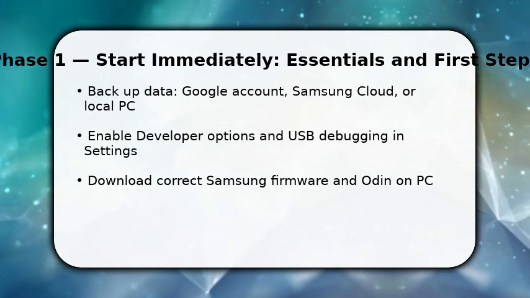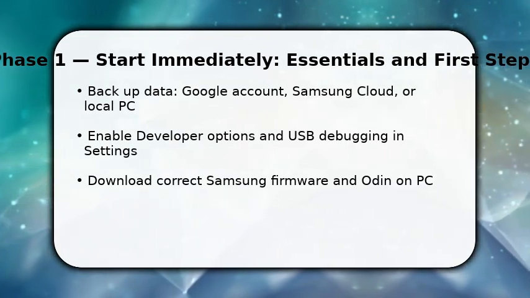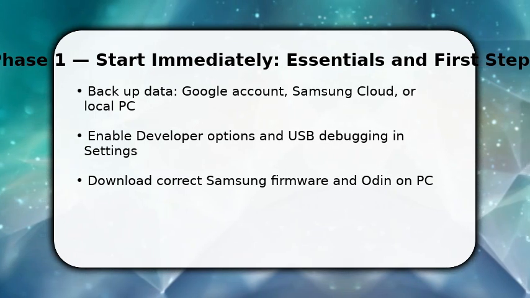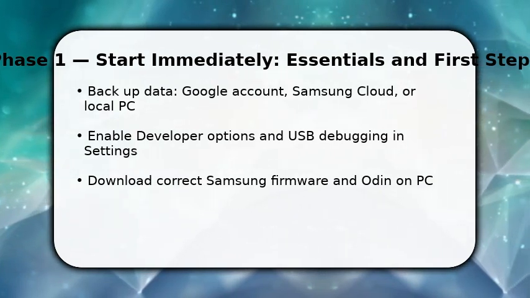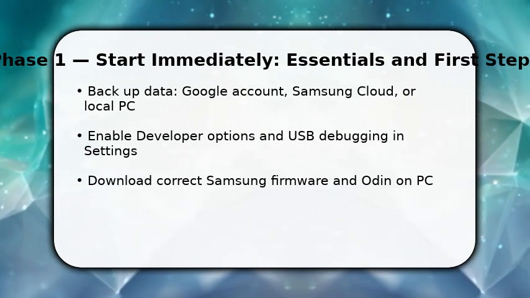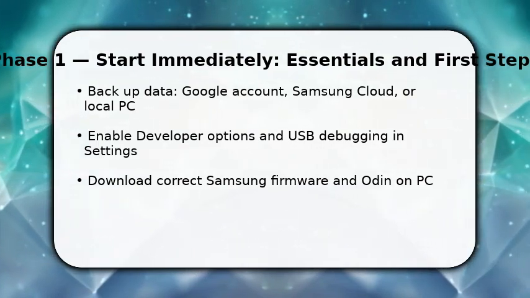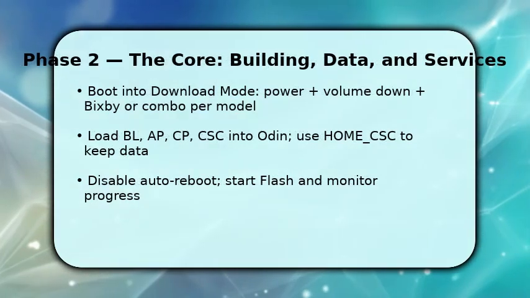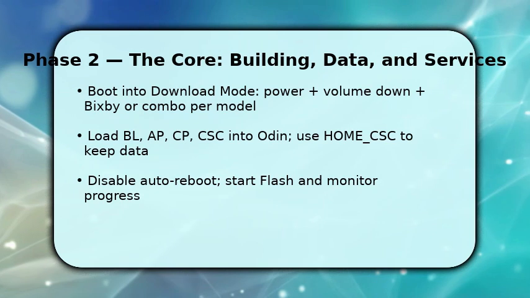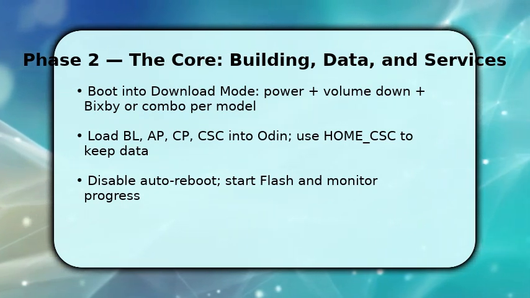Connect the phone via USB and verify connection in Device Manager. You're initiating a firmware rollback, so move deliberately, label files, and make sure battery is above 50% before continuing. You now boot the phone into download mode, press the model-specific key combo, and confirm the warning to allow flashing.